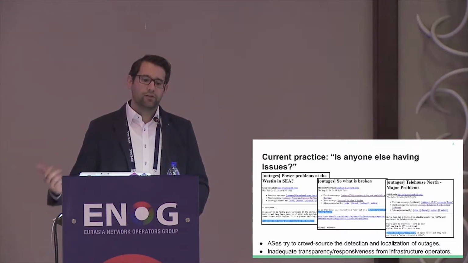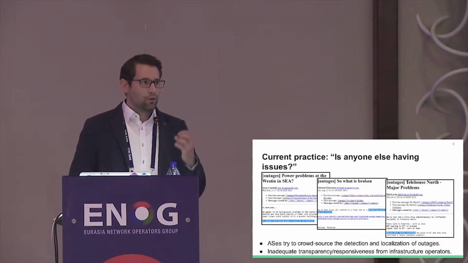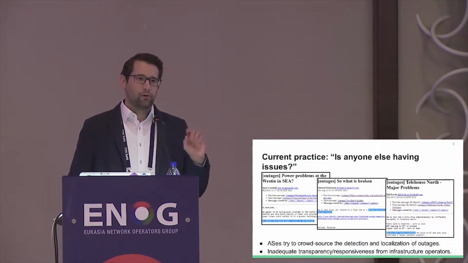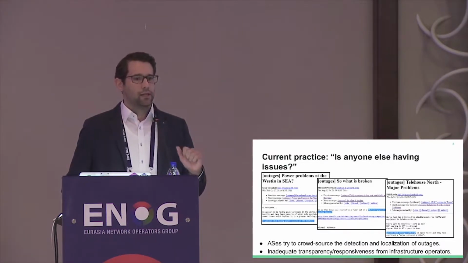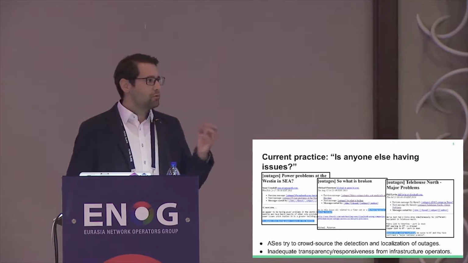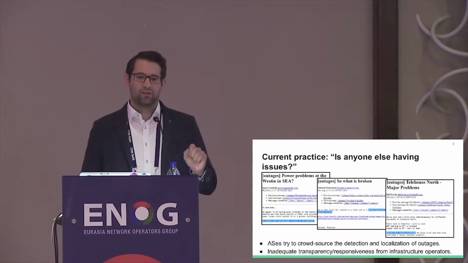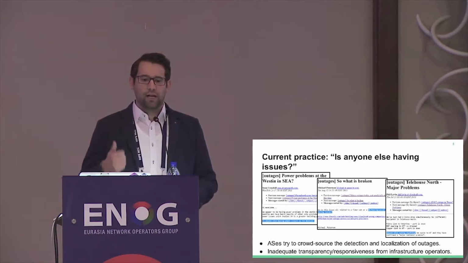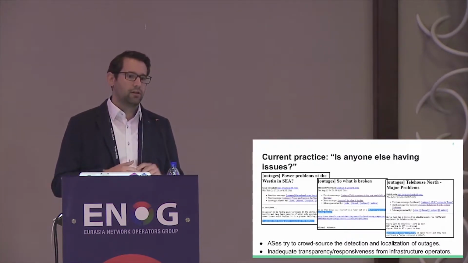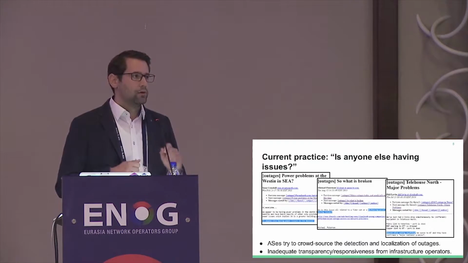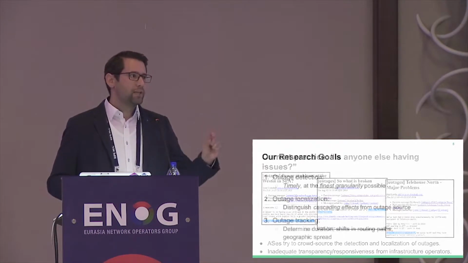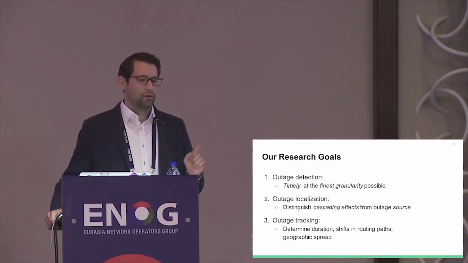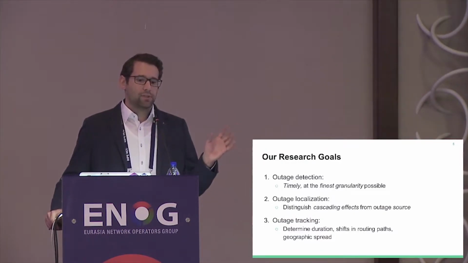So we defined our research goals. We wanted to learn three things. First of all, the first research goal is outage detection. So what we want is to detect an outage. This sounds very simple, but we want to have it on a very timely, fine granular level as possible, which means in sub-minutes we want to really know whether there's an outage somewhere or not. So close to real time as possible.